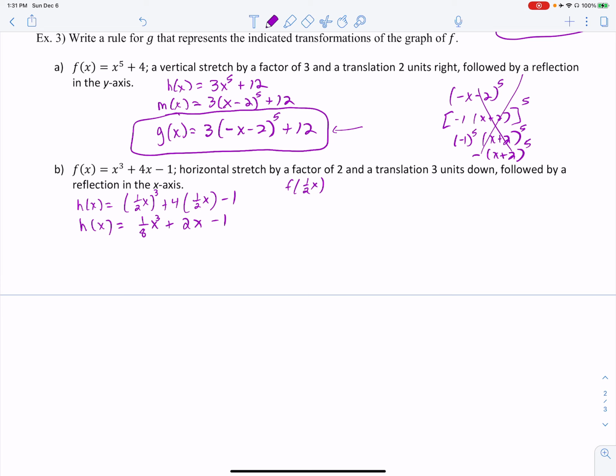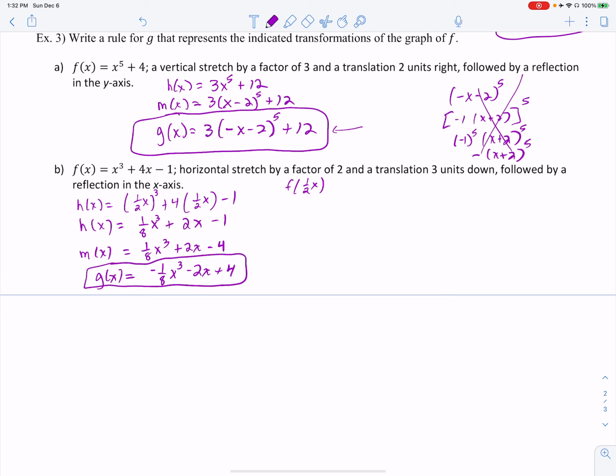Then a translation 3 units down. So I'm just going to call that m of x, and that means we're just going to subtract 3. So that's going to make this a minus 4. And then finally, a reflection in the x-axis. You negate the entire function, so you have to change all the signs. So my final answer, g of x, is a negative 1/8 x cubed minus 2x plus 4. So that's good. And there you have it.